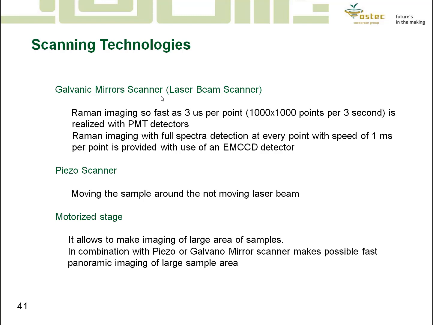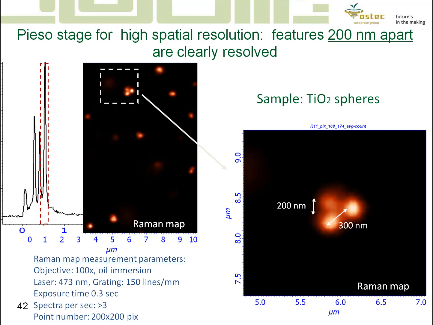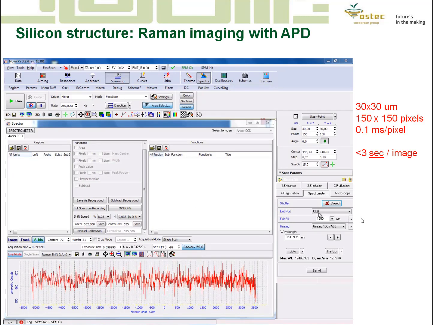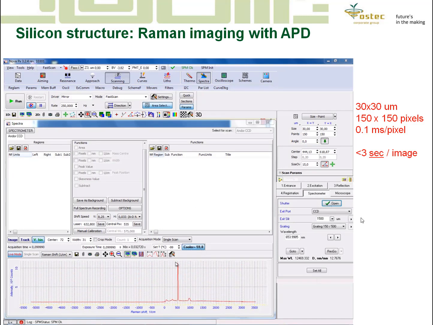And another option is a piezo scanner, which has a limited scan range, maybe 100 by 100 microns, but it has a very small step size. And here we can see an example of scanning by XY piezo stage, and it allows a resolution of 200 nanometers and quite easily performs such scanning because the step size is below 1 nanometer. And with galvanic mirrors we can get very fast mapping because the sample is fixed. We do not move the sample at all, the laser spot is moving.